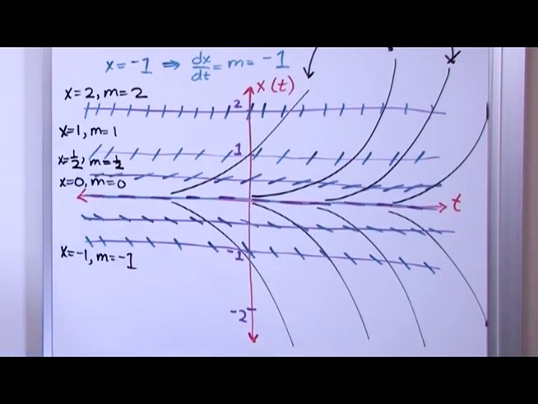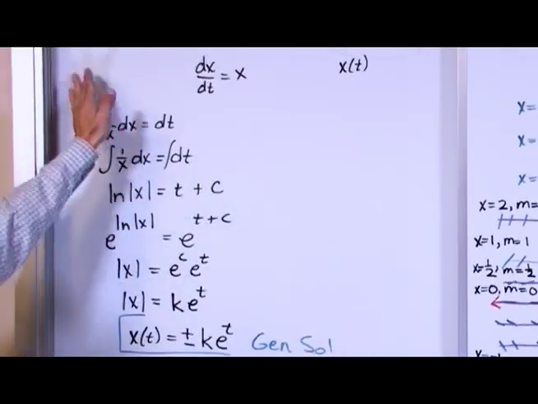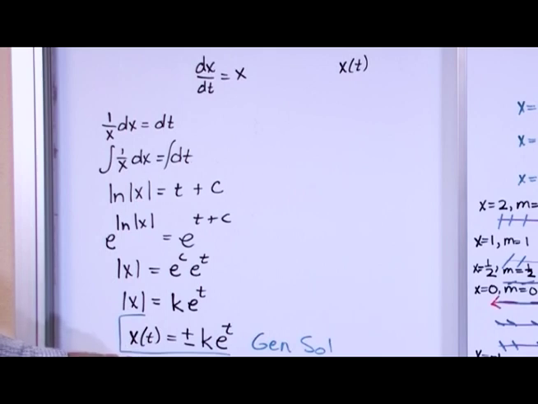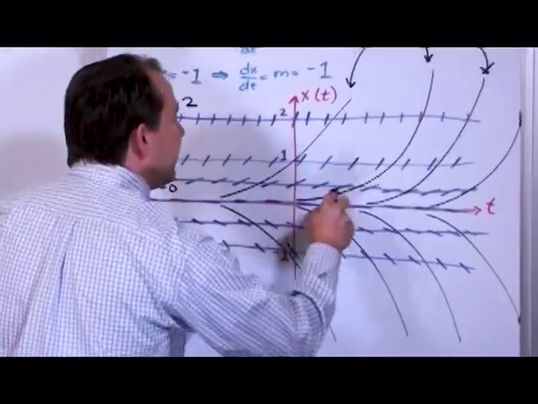Now, one thing I want to show you is, let's go back and look at what we actually got for the answer. When we solved this, we got an equation that looked like this. X of t is plus or minus k times e to the t. K can be anything. It's an undetermined constant because we haven't identified any initial conditions here. So if we pick values of k, let's say k is equal to 1, then we'll just have e to the t, plus or minus e to the t. Then your solution will be this curve right here.